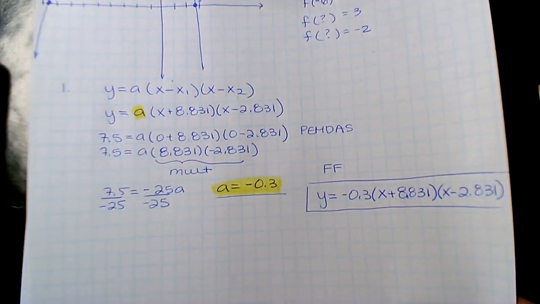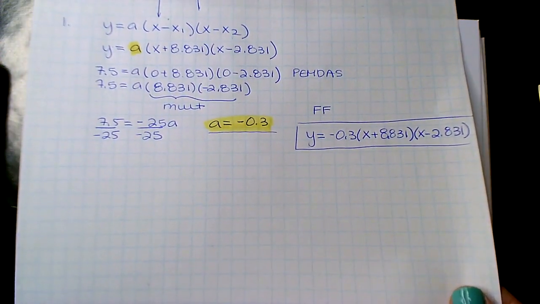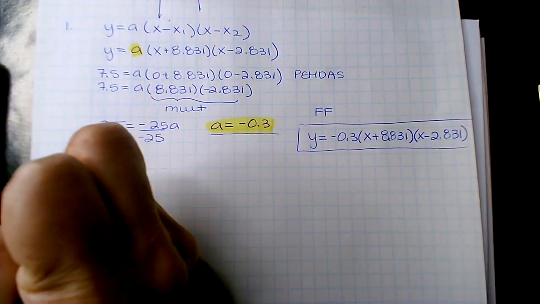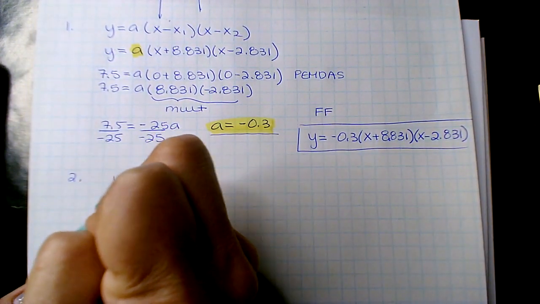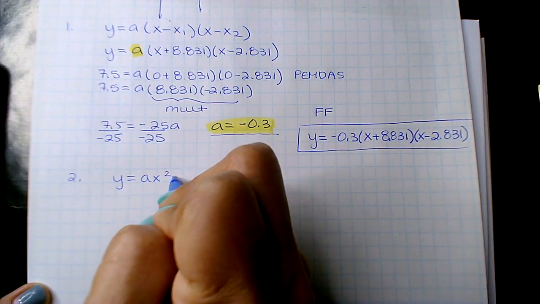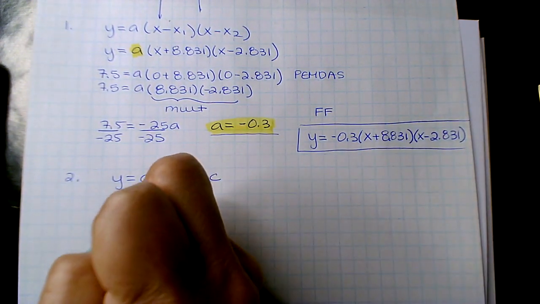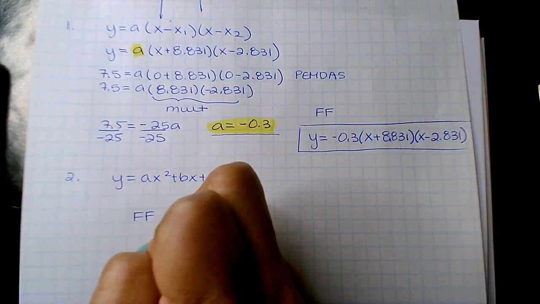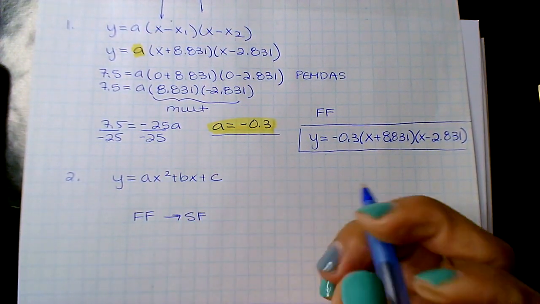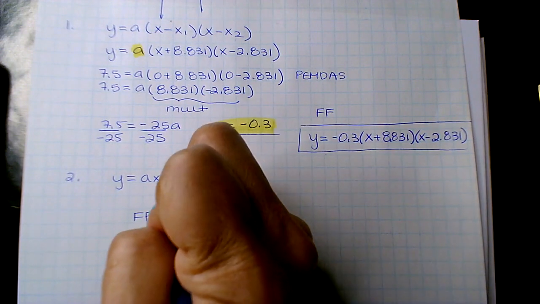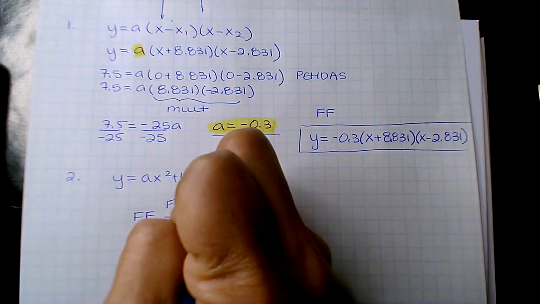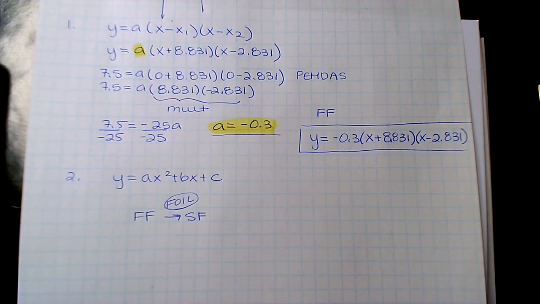Okay, let me do standard. Number 2 is now standard form. Standard form looks like this. So that means I have to take factored form and rewrite it to standard form, which means I need to FOIL, right? By foiling or multiplying and cleaning it up, you get your standard.